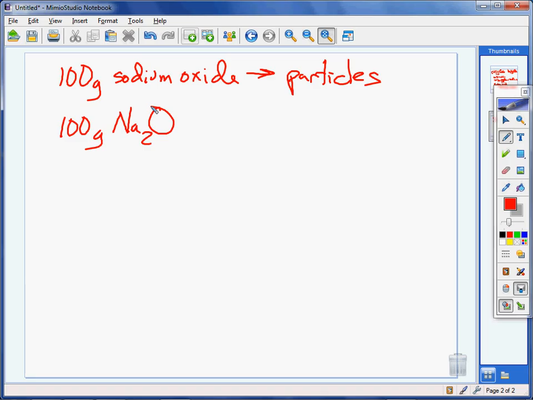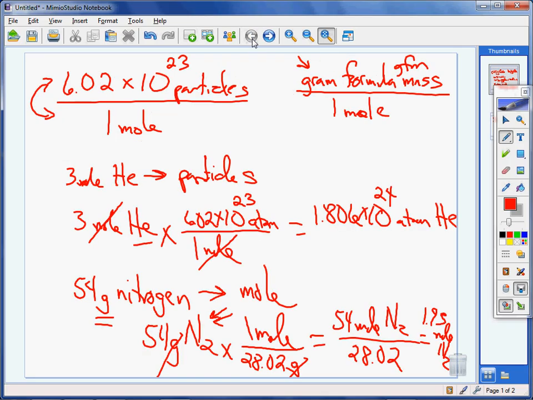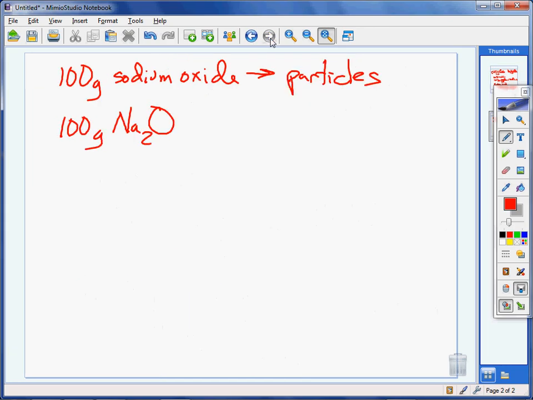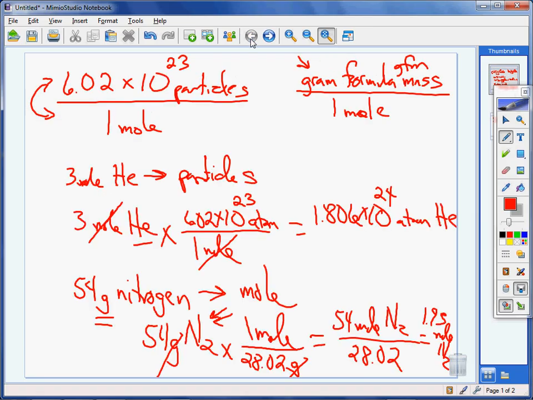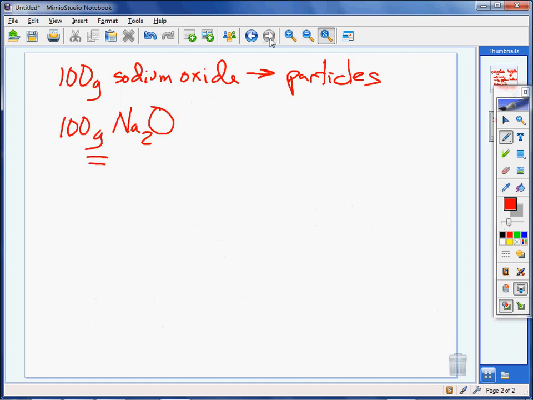So which one of the two conversions are we going to use? What are we starting off with? Grams. So which one of the conversions are we going to use first? We're going to have to use the GFM one first. And again, it's gram formula mass, so we need to look at the formula. What does our formula tell us? There's 2 sodiums, so what are we going to have to do? Multiply the sodium by 2. There's 2 sodiums.